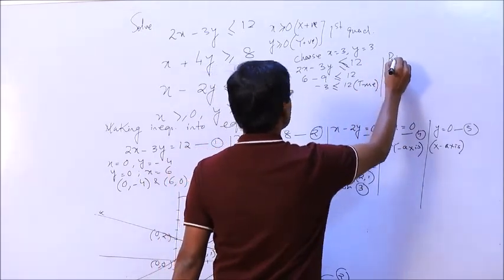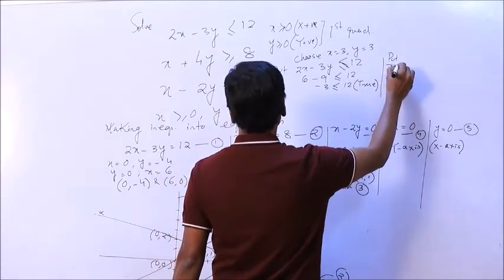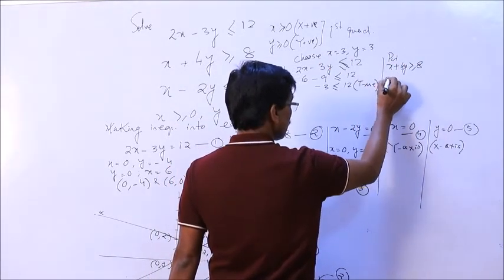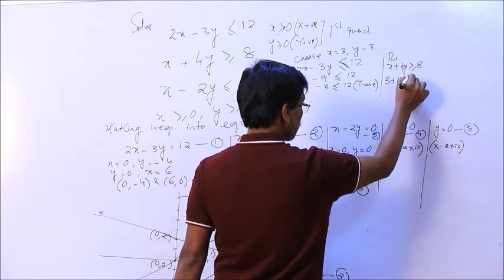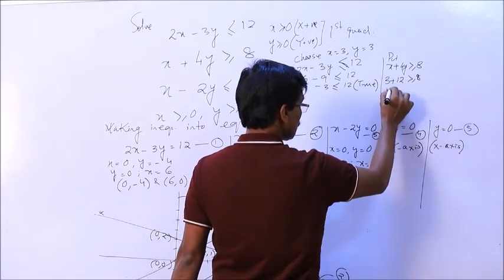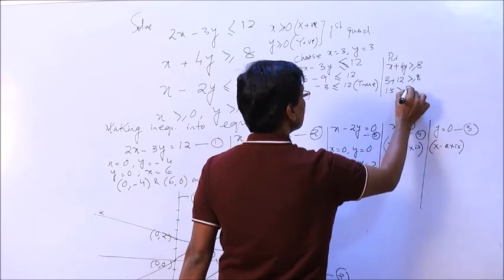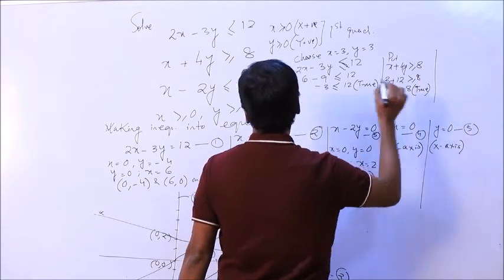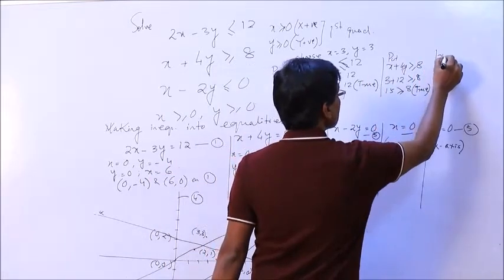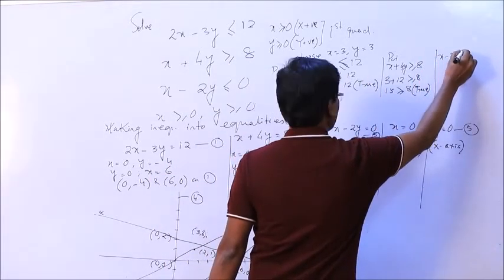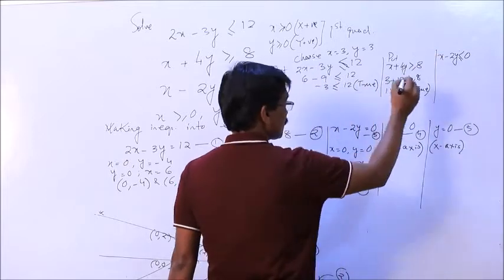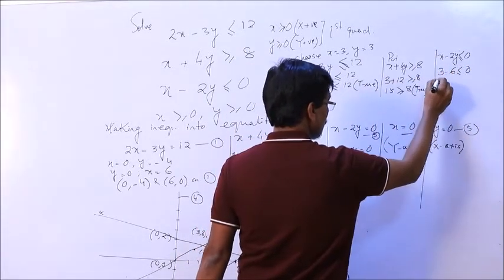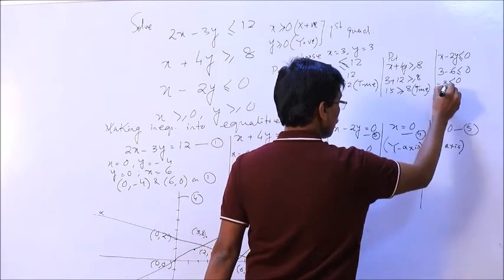And if we put in x plus 4y greater than or equal to 8, that is 3 plus 12, that is 15, greater than or equal to 8, it is again true. And x minus 2y less than or equal to 0, that is 3 minus 6, minus 3 less than or equal to 0, again it is true.